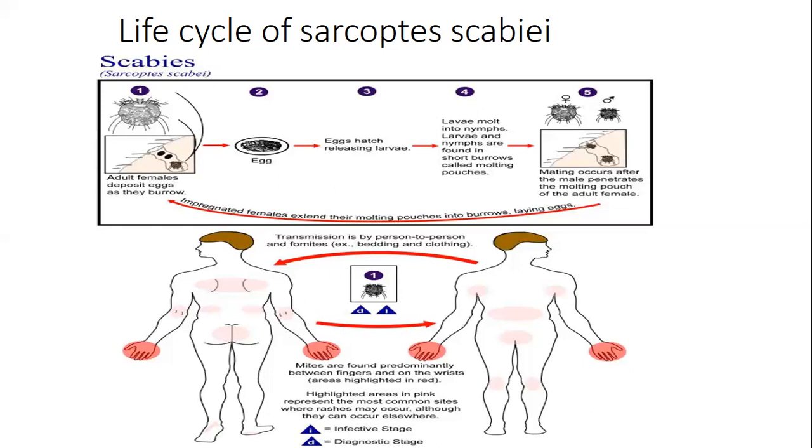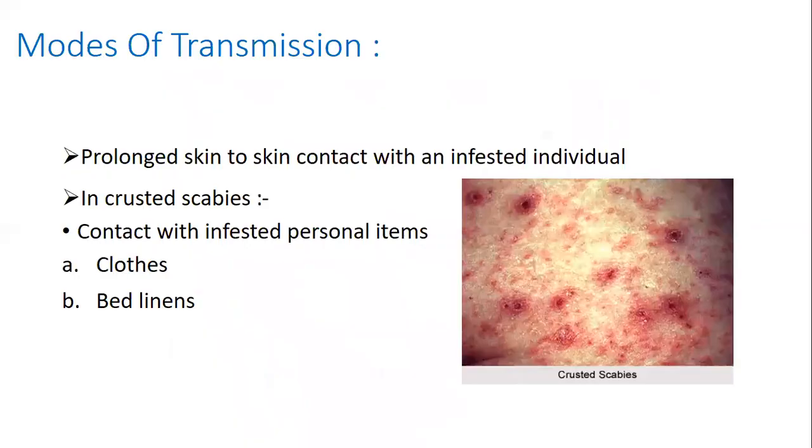Transmission is person to person or by fomites. Mites are found predominantly between the fingers and on the wrist. The areas highlighted here in red show this, while the areas highlighted in pink represent the most common sites where the rash may occur, although it can occur anywhere else. Modes of transmission: prolonged skin to skin contact with an infested individual, and it is also seen in the sexual partners of the infested individual. In cluster scabies, contact with an infested person or personal items like clothes, linen, and bedding will result in transmission of scabies.